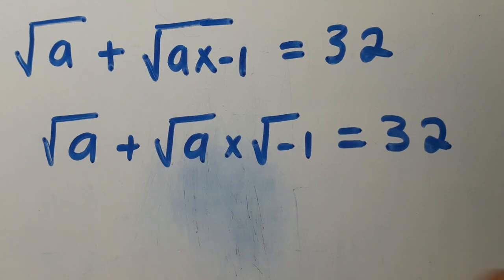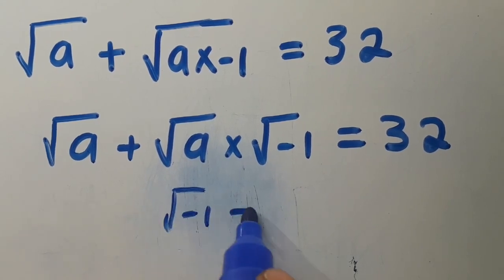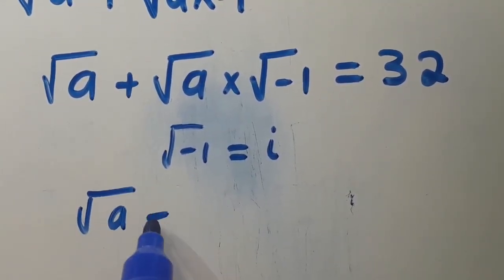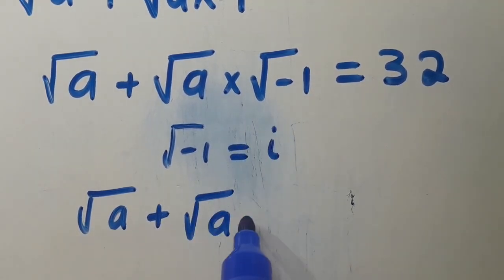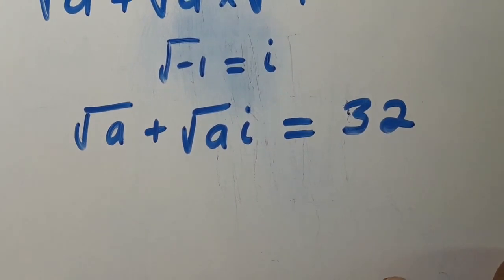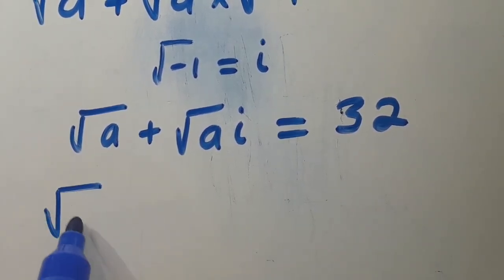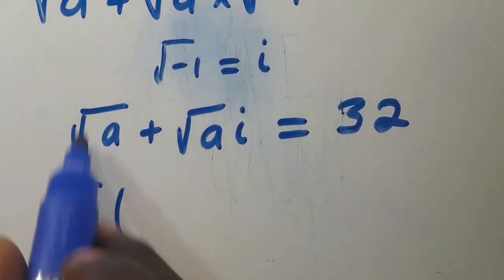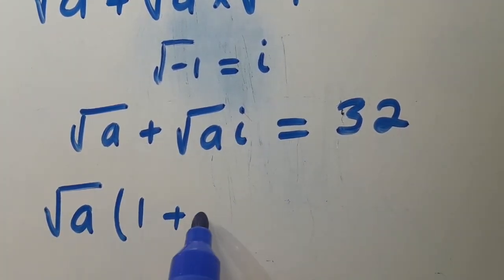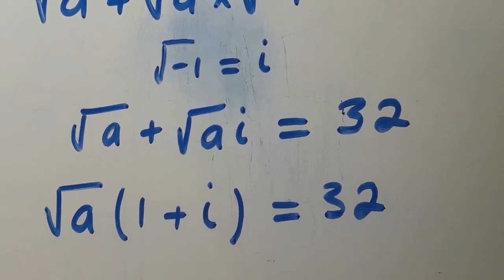Now remember that in a complex number, root of minus 1 equals i. So therefore we can have it here as root of a plus root of a multiplied by i equals 32. The next thing we can do here is let us factor root a outside. So we have root of a, open the bracket: this root a divided by this root a is 1, plus this root a i divided by this root a, we have only i left. We close the bracket. Then we have everything equals 32.